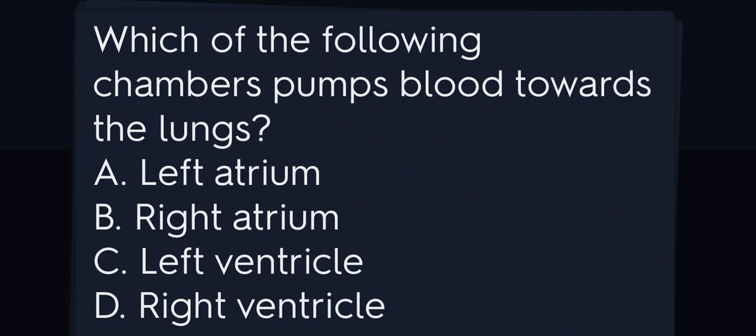Which of the following chambers pumps blood towards the lungs? A. Left atrium. B. Right atrium. C. Left ventricle. D. Right ventricle. D. Right ventricle.